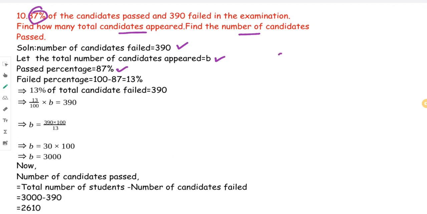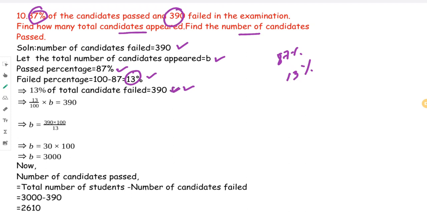If 87% pass, then how many percent fail? We know it will be 13%. Alright, so you can see our failed percentage is 13%. So now from this failed percentage, we'll try to find out the total number of candidates who appeared. Okay, so 13% of total candidates fail, right? We already know it is 13%, and we don't need to find the number of students. Why? The question already gave it to us to be equal to 390, right?